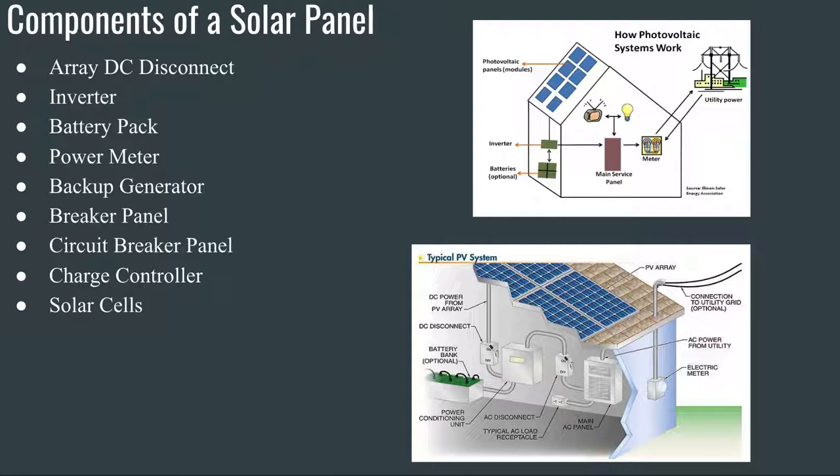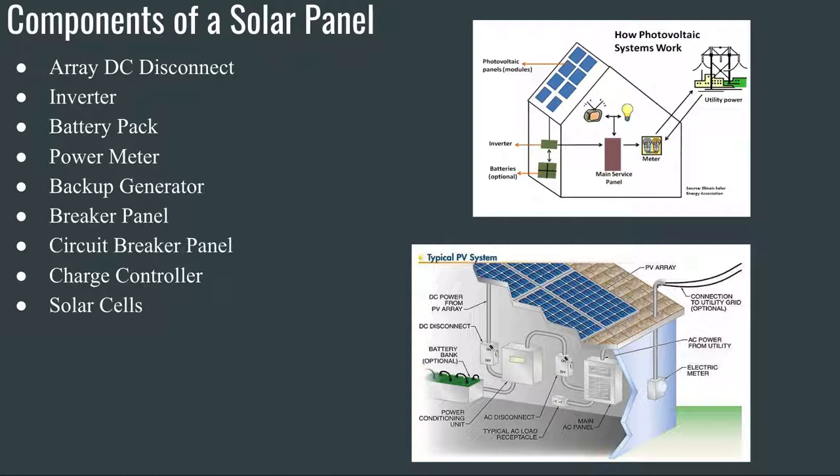The array DC disconnect is used to disconnect the solar panel from the home when it needs to have maintenance done to it. The inverter is the device, like explained earlier, that changes the direct current charge from the solar panel to an alternating current charge so we can use it for energy in our homes. The battery pack, pretty self-explanatory, is the system that provides electricity to your home.